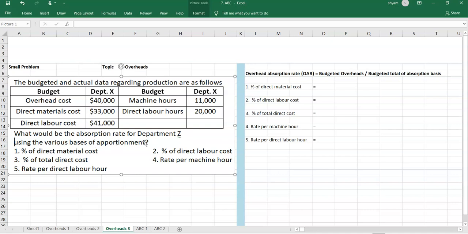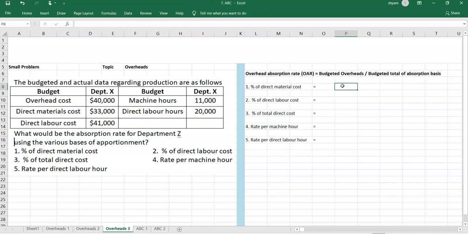So there are 5 different bases. 1. Percentage of total direct material cost. 2. Percentage of direct labor cost. 3. Percentage of total direct cost. 4. Rate per machine hour. And 5 is rate per direct labor hour. So we have so many here.